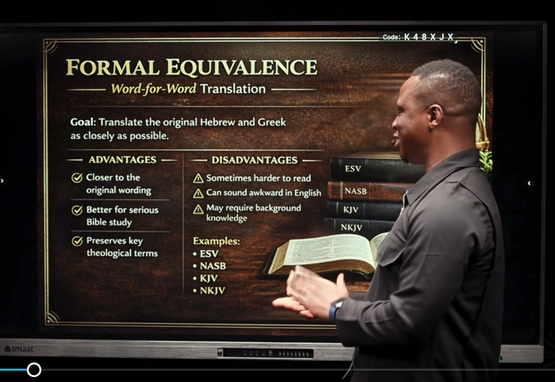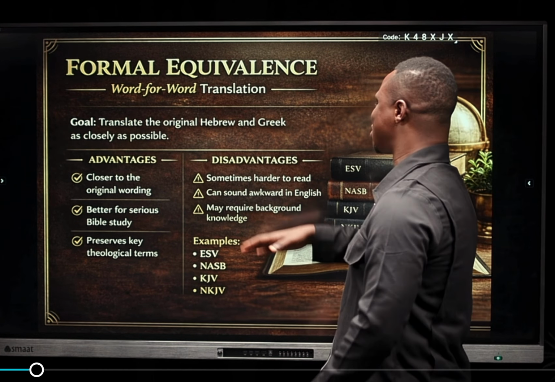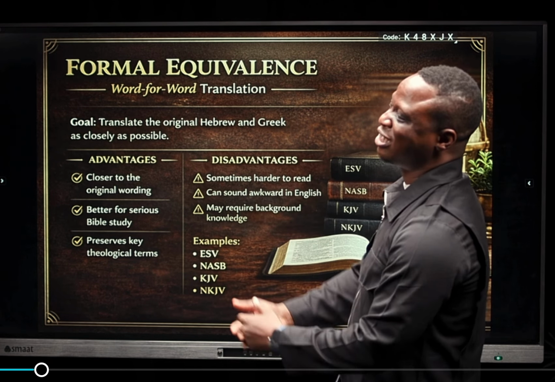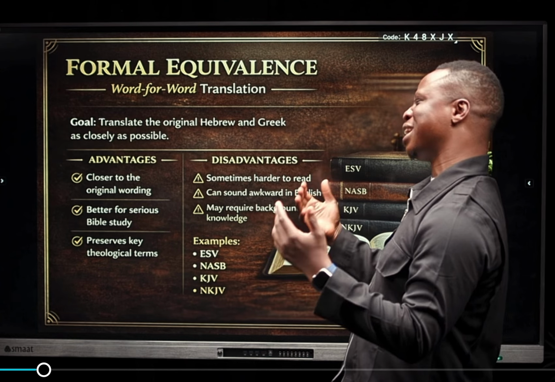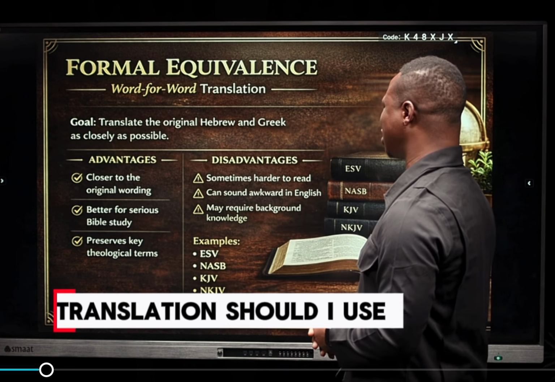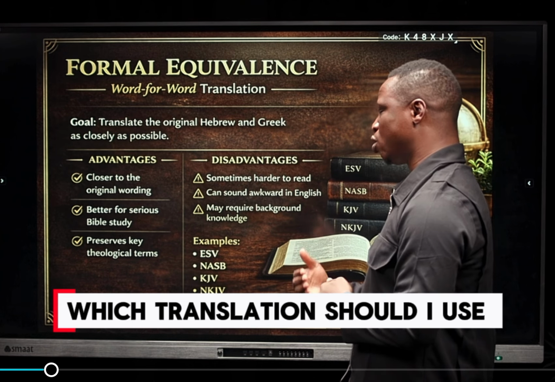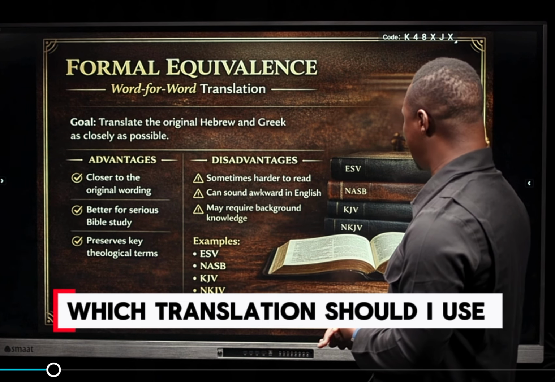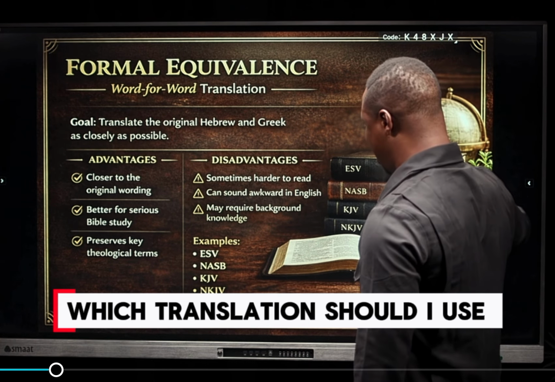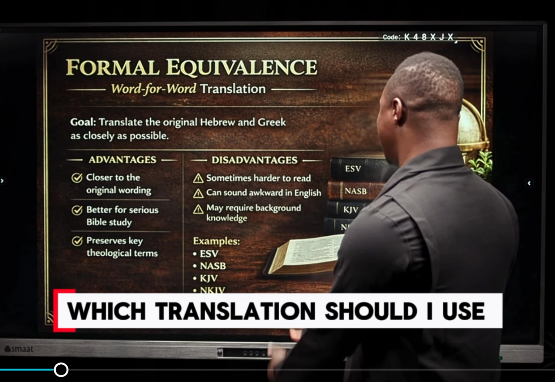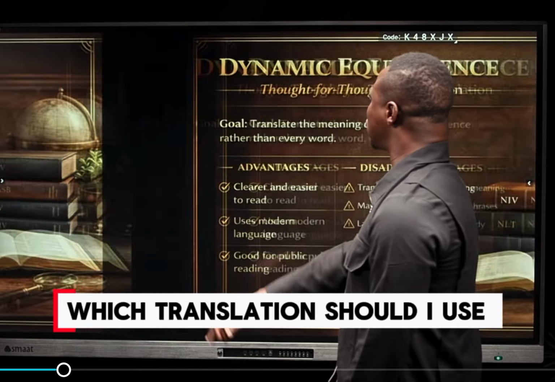But there are also disadvantages, and the disadvantages are that sometimes they are hard to read. You know the thou shalt, thou wilt, and all of those things. Sometimes the English can sound awkward, and then it may also require background knowledge. And what are examples of these translations? You have the ESV, the NASB, the KJV, and the NKJV. So let's go to the second one.